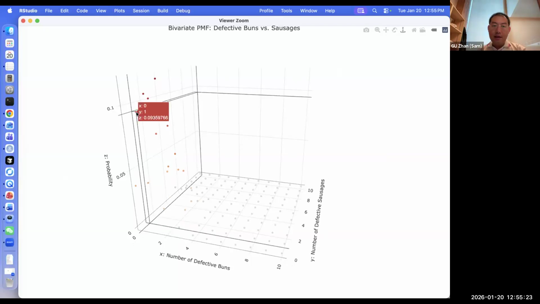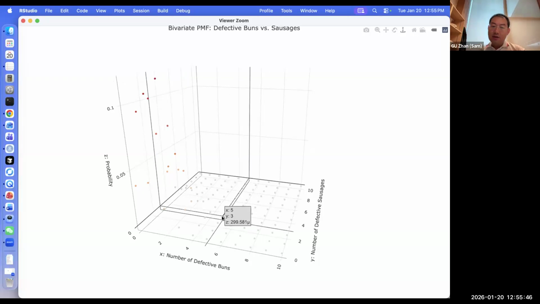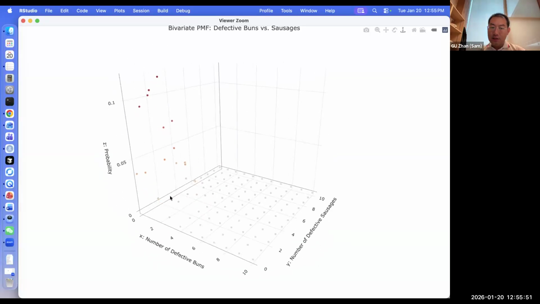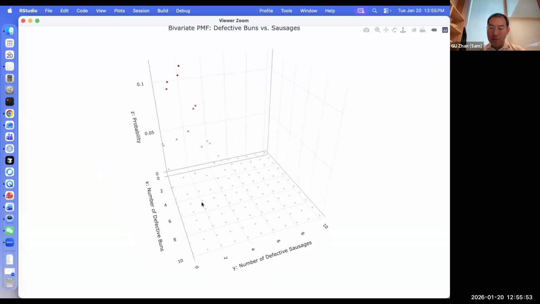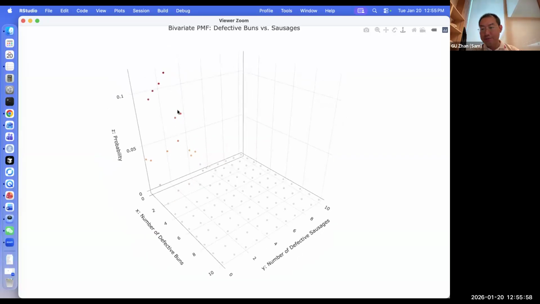Then 0 defects of buns and 1 sausage defect, then 0.09, about 10%. Then which one is highest? The highest is 0.116997. So this is 1 defect in bun and 2 defects in sausage. When you have access to this R script, you can also generate this 3D joint probability distribution of these two random variables, and you can observe and interact with them.